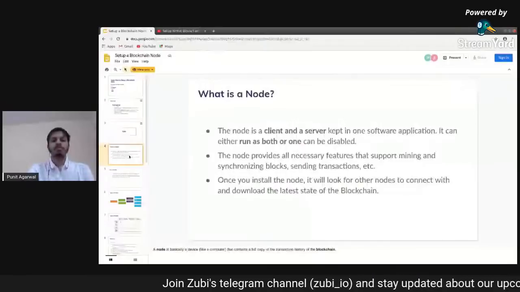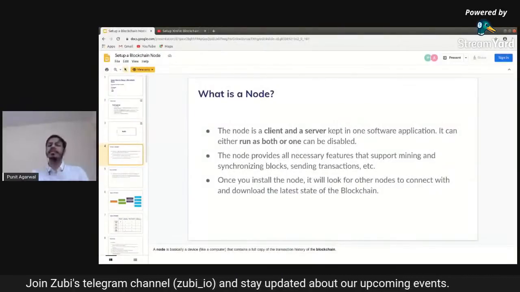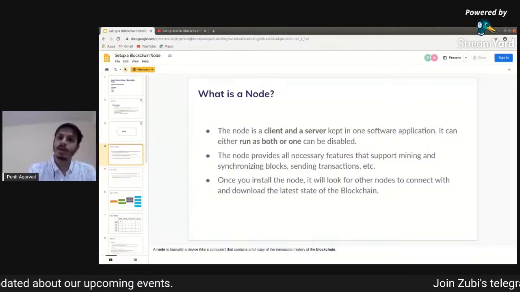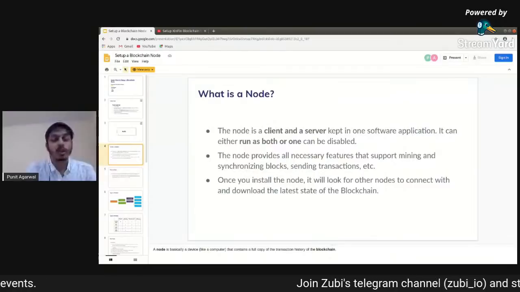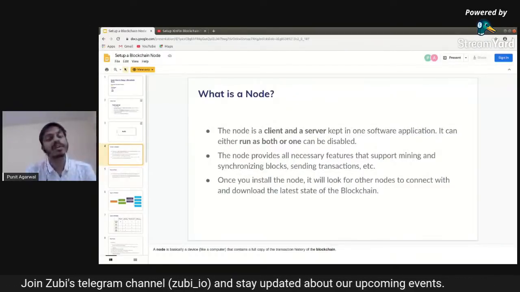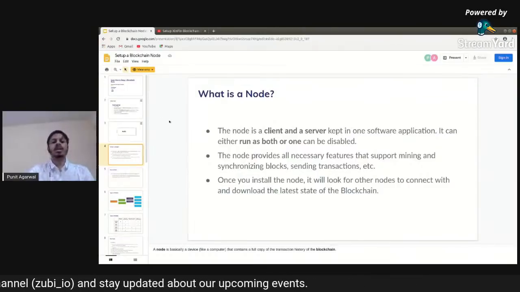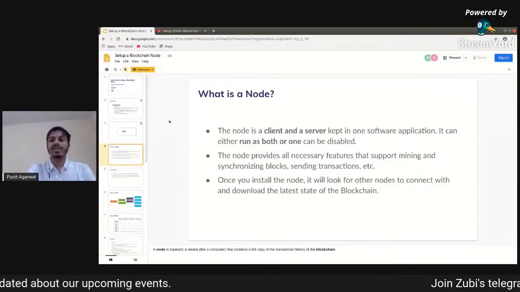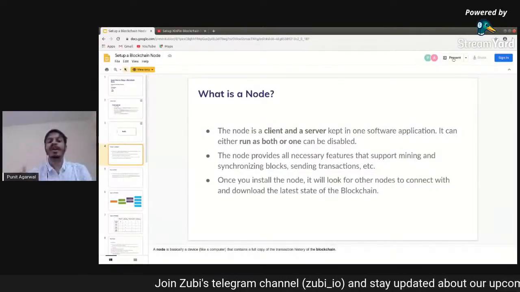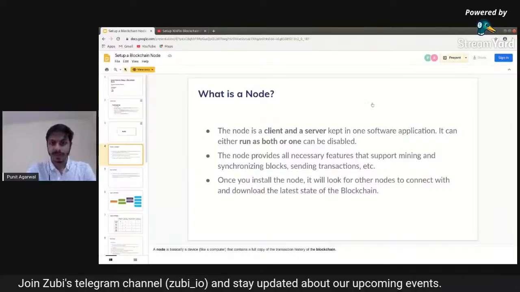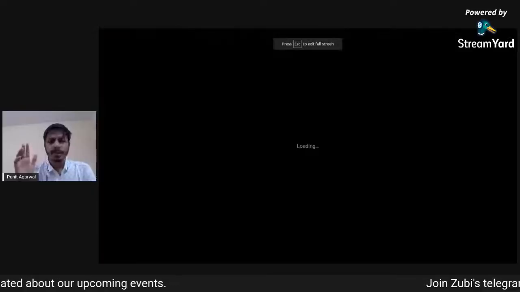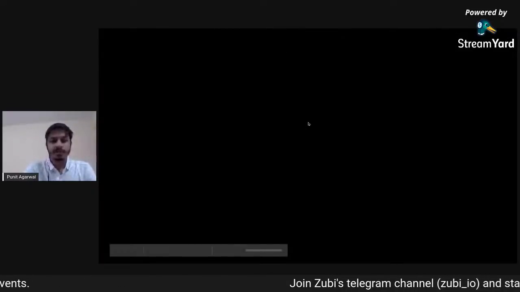So when we say we want to set up a node on blockchain, let's step back and understand what exactly is a node. Is it the language Node.js, or is it something else? What exactly is a node? So I would say a node is basically a device that contains a full copy of the transaction history of the blockchain.